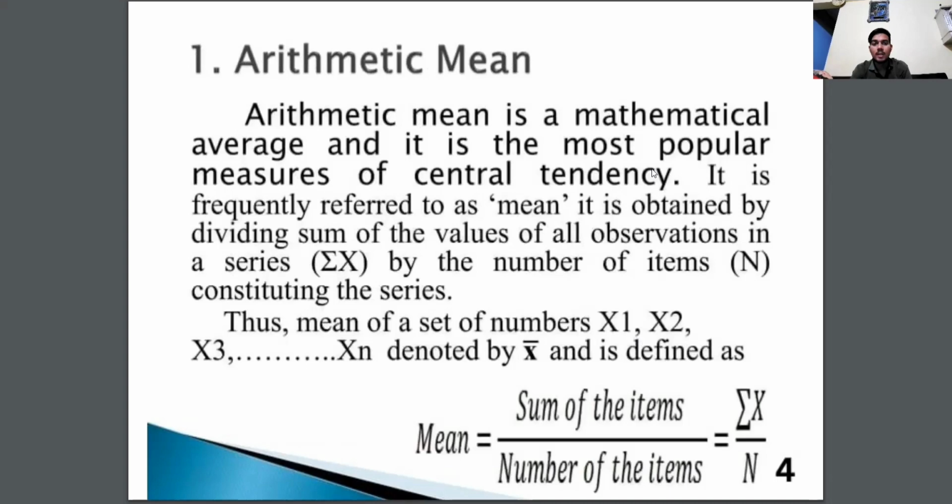First one, we will see the arithmetic mean. Arithmetic mean is a mathematical average and it is the most popular measure of central tendency. It is frequently referred to as mean. It is obtained by dividing the sum of the values of all observations in a series, sigma x, by the number of items n constituting the series. Thus, the mean of a set of numbers x1, x2, x3, up to xn, denoted by x bar, is defined by mean equals sum of the items upon number of the items, which is the formula sigma x upon n.